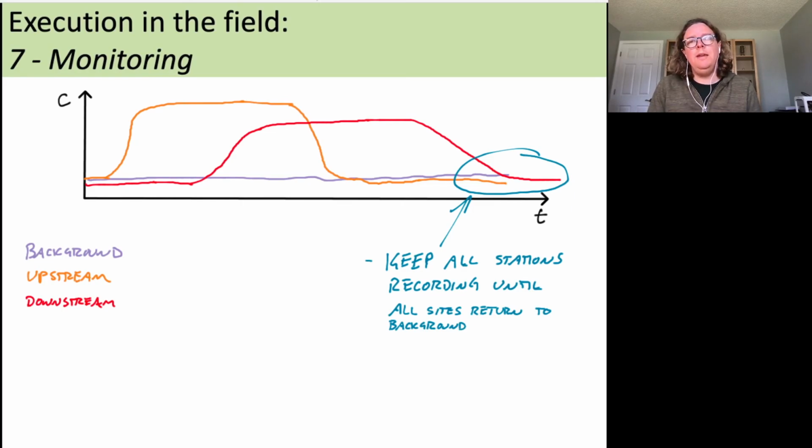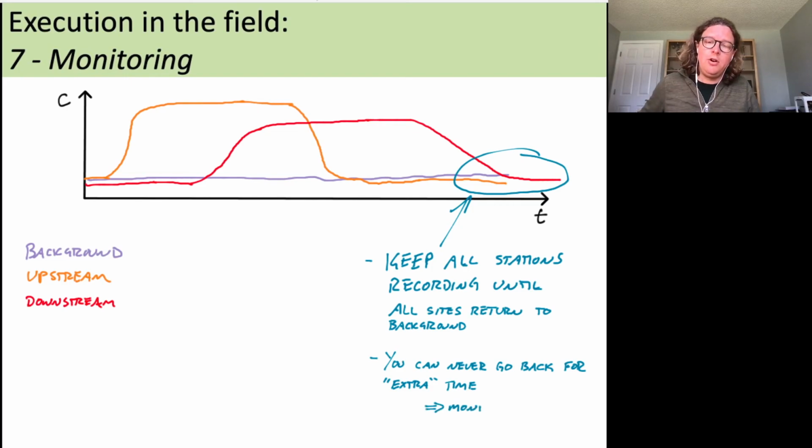For example, it would be easy to say, we've stopped injecting, let's pull the upstream end of the study reach, which is fine unless there's a background variation that propagates through your system, and then you will have missed it because you've pulled the upstream end already. So I suggest that you leave those all monitoring until all of your sensors have reached some background condition again. And just a friendly reminder, you can never go back in time to collect extra data. And so I always like to err on the side of monitoring longer.